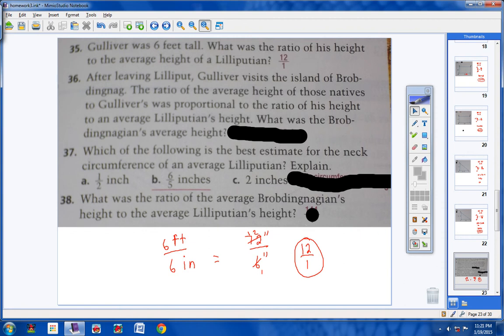Alright, moving on to number 36. Now, read this carefully. It can be confusing. After leaving Lilliput, Gulliver visits the island of Brobdingnag. The ratio of the average size of these natives to Gulliver's. Now listen, ready? Please watch this carefully. If you will simply, students, read this sentence, and as you go write things down, you'll be totally fine.